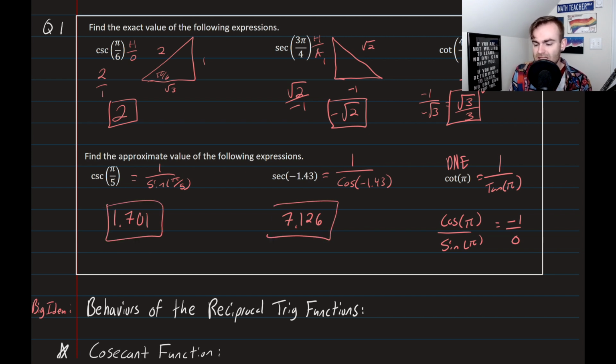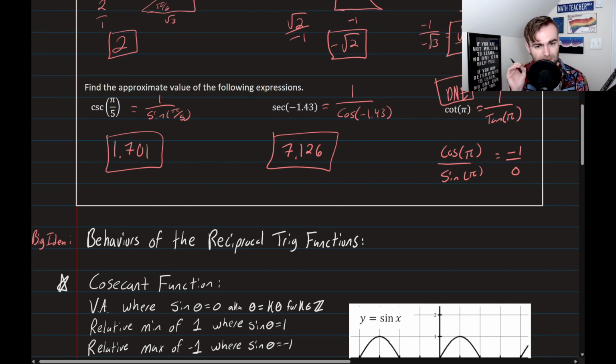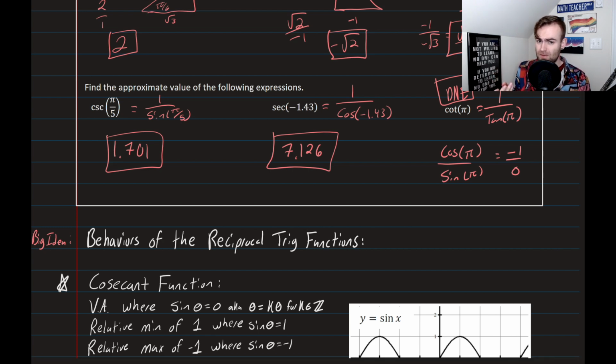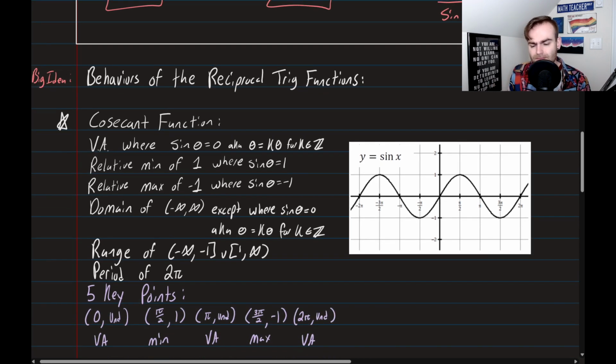So we get these values here. Interesting. So reciprocals, again, you have to be careful. We're now introducing this aspect of division by 0. So the behavior is going to be interesting. Let's break down each of these functions one by one, and let's look at cosecant first.